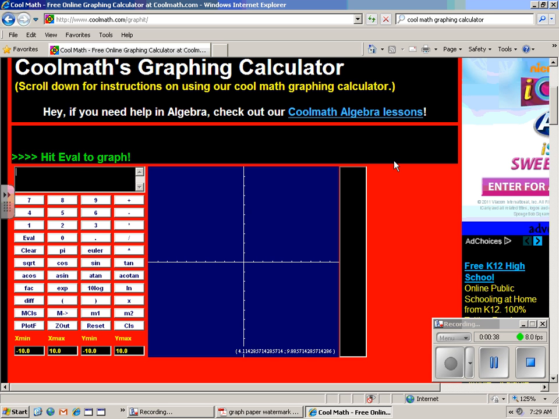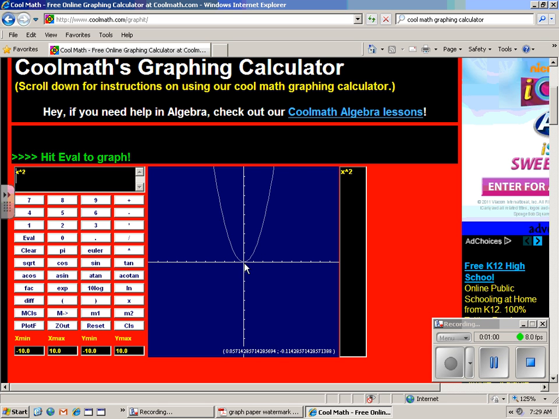The first thing I want to show you is a simple x squared graph. So I'm going to type in x and raise it to the second power. That's x squared. I hit enter on my keyboard and it graphs it real nicely. So that's what a simple x squared graph looks like. It's a parabola. It opens upward.